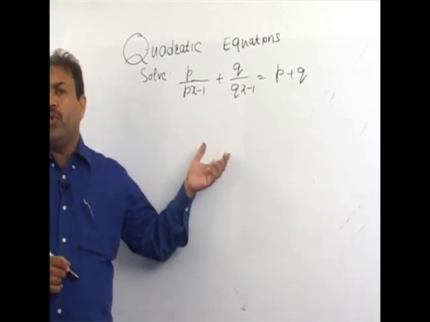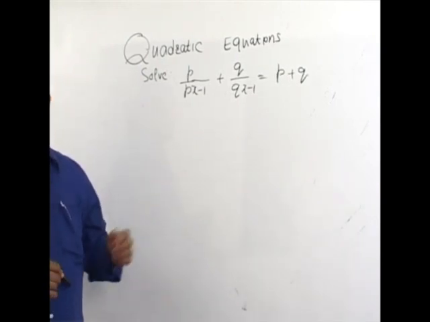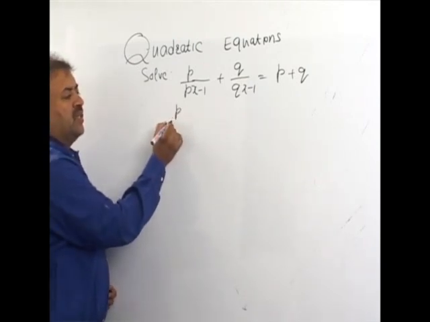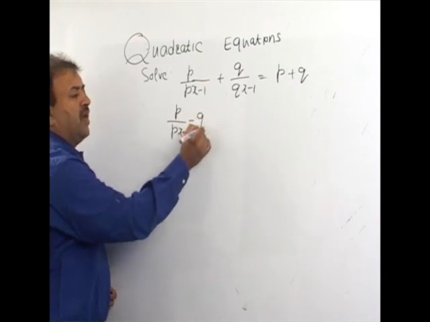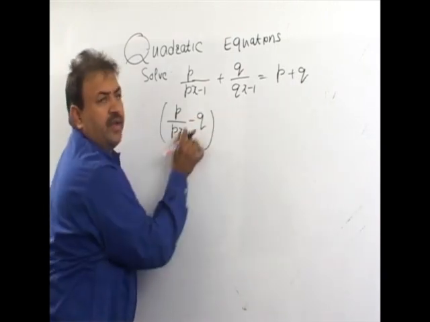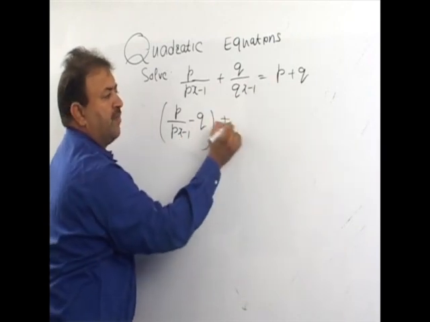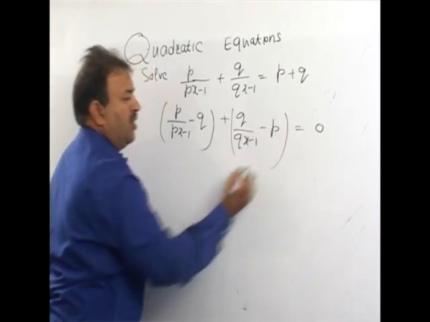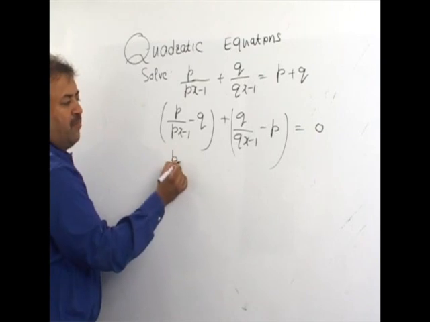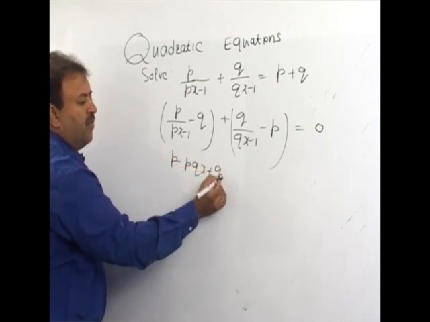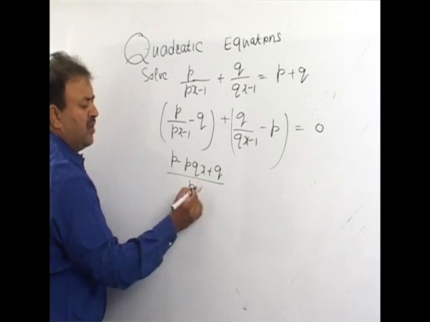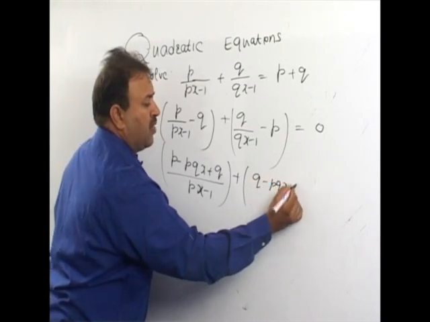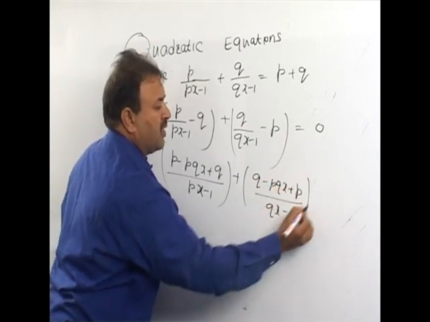How will we solve it? We won't solve it as we used to solve in class 10th. Now we rearrange the things. How do we rearrange? We will see p upon px minus 1 minus q. We'll bring q over here and then we'll bring p over here. And the next thing, we just take the LCM: p minus pqx plus q over px minus 1, plus q minus pqx plus p upon qx minus 1 is equal to 0.